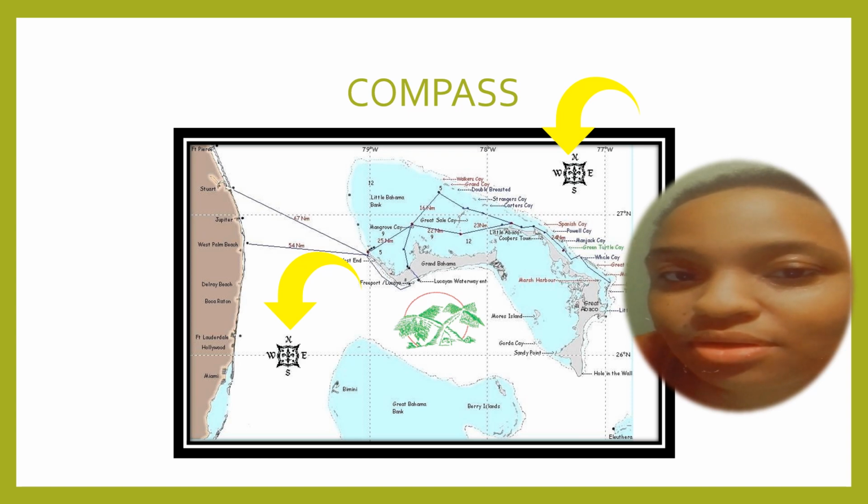The compass or the compass rose is a very important part of a map. It lets us know the directions. The 4 main cardinal points are north, south, east, and west.